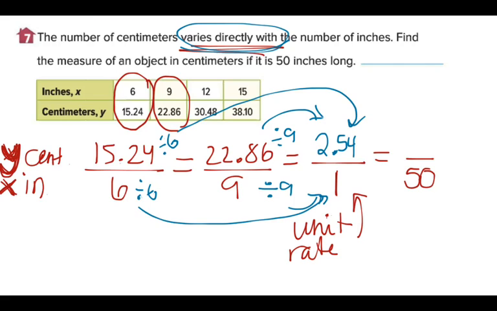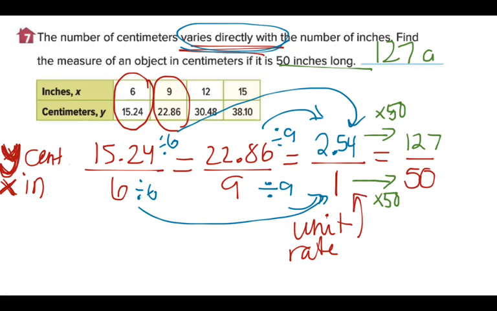So, in that case, if I need to figure out 50, how do I get from 1 to 50? Well, I times by 50. So then I'm going to take 2.54 and I'm going to times by 50. So it's just fraction work. It's simplifying fractions and it's dividing each number to simplify the fraction, or multiplying each number to it. Everything's equivalent. We're just changing the value of the numerator and the denominator, but ultimately the ratios are all the same. So what I end up with is 127, which means for 50 inches long, it's 127 centimeters.